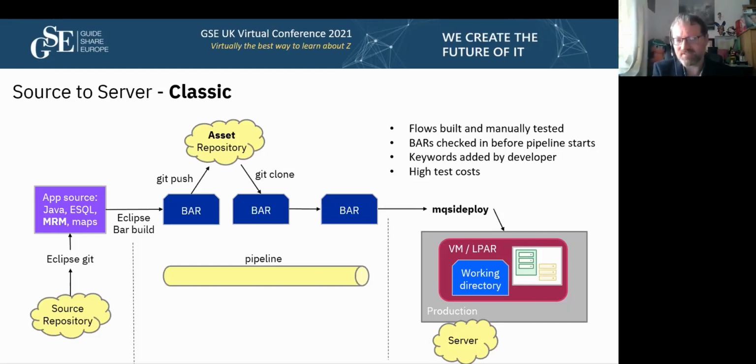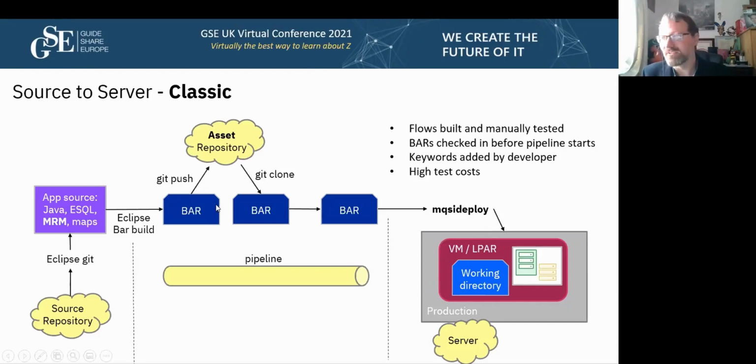You could then push that bar file to some sort of asset repository where you would store it. And then when you wanted to deploy that in your pipeline, you would pull that down, and then that would get deployed 90% of the time into a VM or an LPAR, where you'd have your server running live in production or pre-prod. Relatively high test costs, flows built, manually tested. I mean, this has not been ideal, but it works. And it's what a lot of customers are doing at the moment.